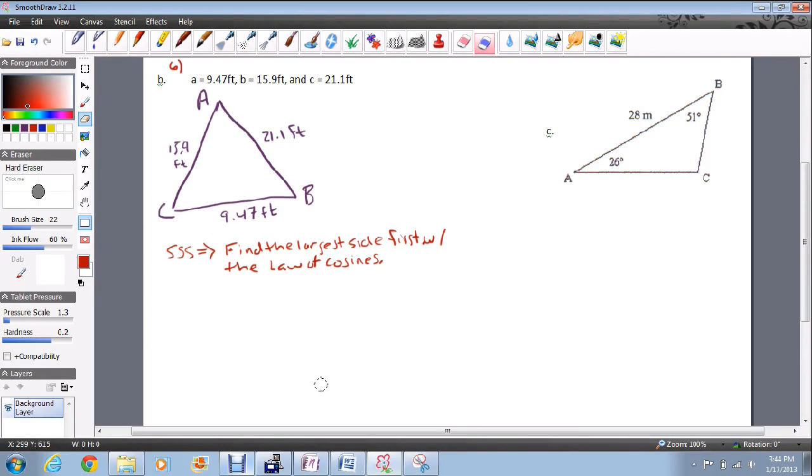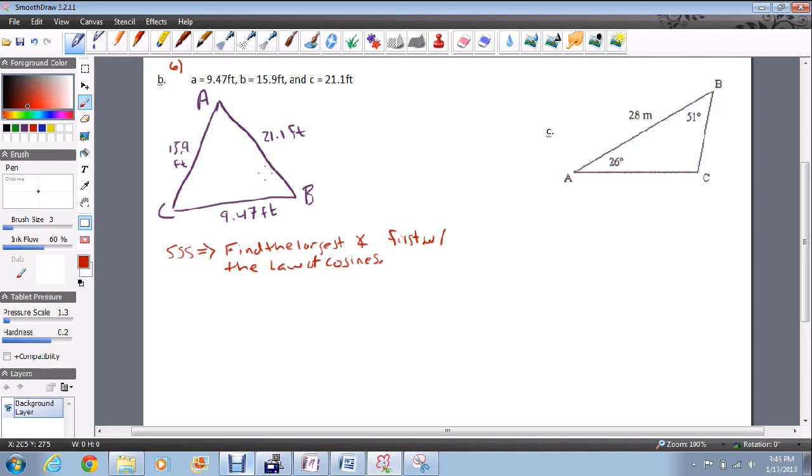I've already got started in number 6b, where it's still asking us to solve the triangle. And what I've noticed so far is that we have side, side, side. So what that means for us to do is we need to find the largest angle first with the law of cosines. With a slight manipulation of the formula for the law of cosines, I can figure out what the angle is. So what I'm going to do is first determine the largest side.